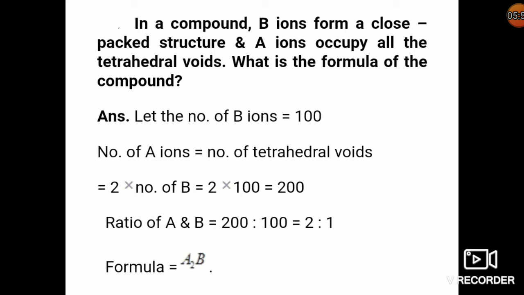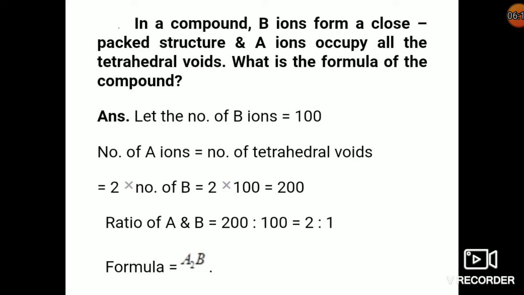Now, the number of tetrahedral voids present in the close pack structure is double that of the particles. So the value will be twice that of B, the same as given here, 2 into number of B. Number of B we consider 100. So the number of A ions will be 2 into 100, that is 200.